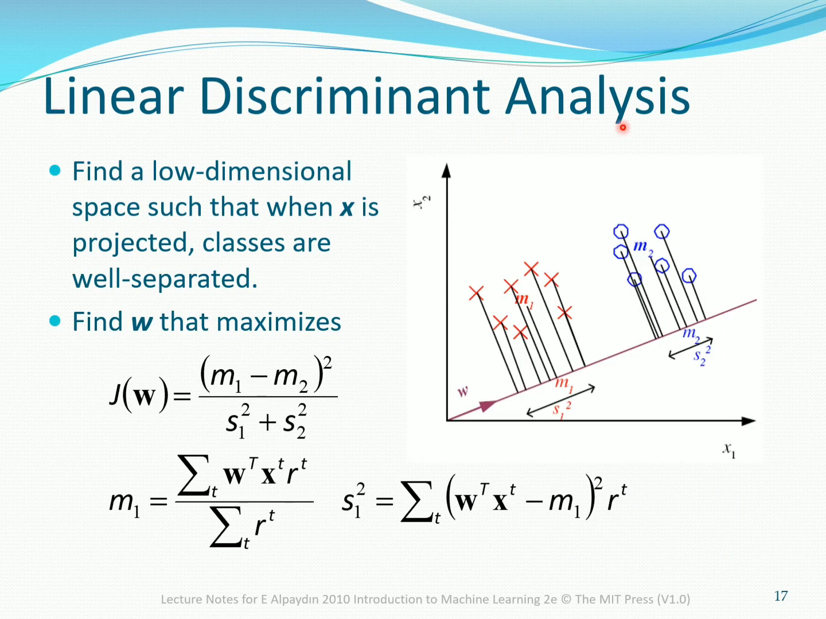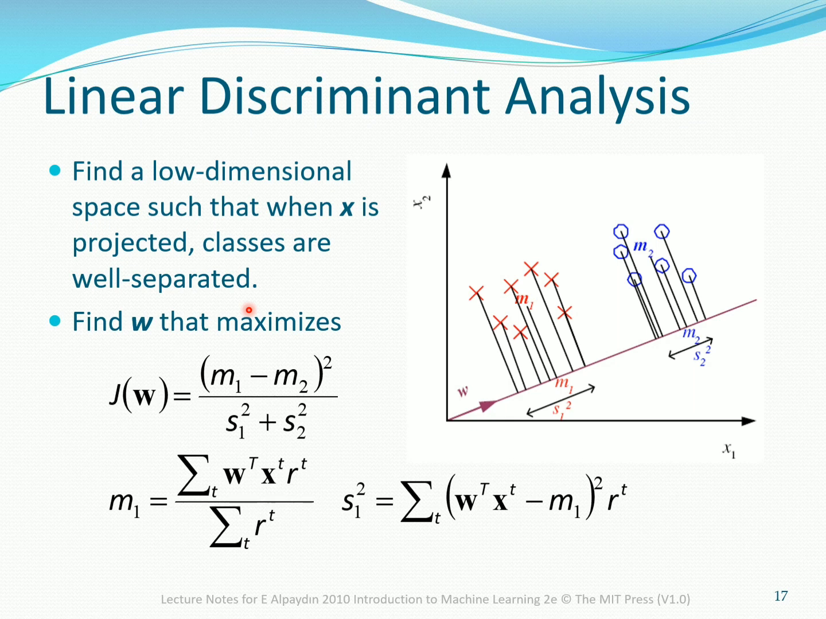Linear discriminant analysis, LDA, is a generalization of Fisher's linear discriminant, a method used in statistics and other fields to find the linear combination of features that characterizes or separates two or more classes of objects or events. The resulting combination may be used as a linear classifier or, more commonly, for dimensionality reduction before later classification. It finds a low dimensional space such that when X is projected, classes are well separated.